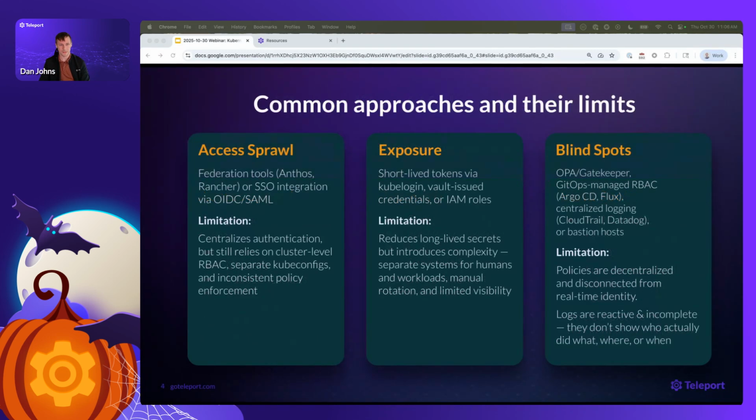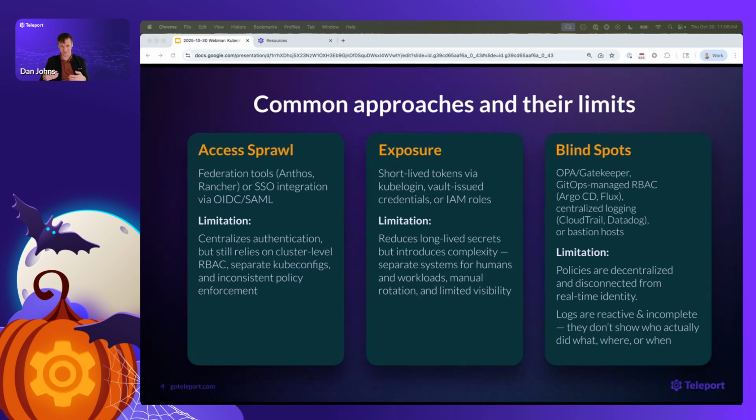So what are the common solutions to these problems that we've heard? For managing access and identities, yeah, it's complex and it's error prone. What we've seen is federation tools, things like Anthos, Rancher, or an SSO integration via OIDC or SAML. Like, I'm just going to tie AWS OIDC into EKS, or I'm going to use Okta or something like that. That federation does centralize authentication, but you're still relying on cluster-level RBAC and separate kubeconfigs and inconsistent policy management. We have the actual user access level covered, but we don't really manage the authorization beyond that.